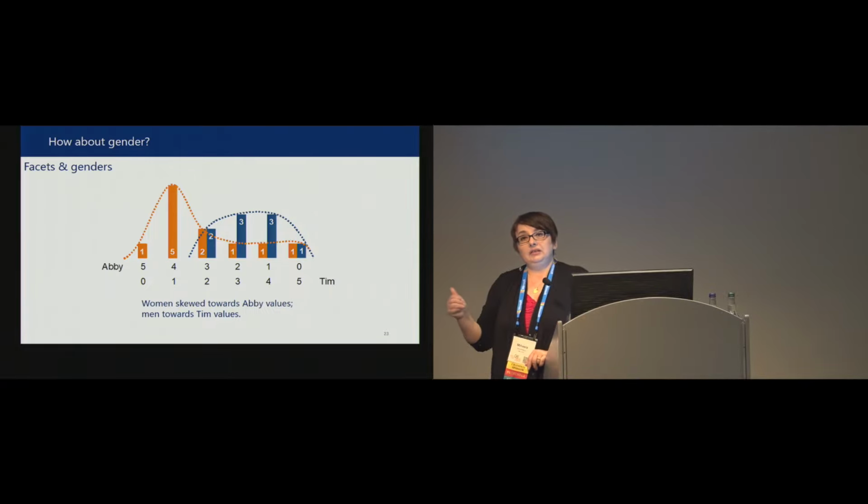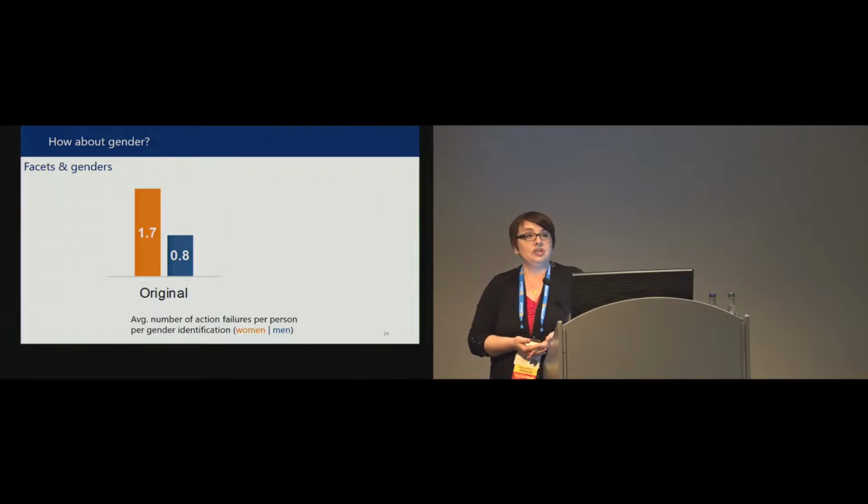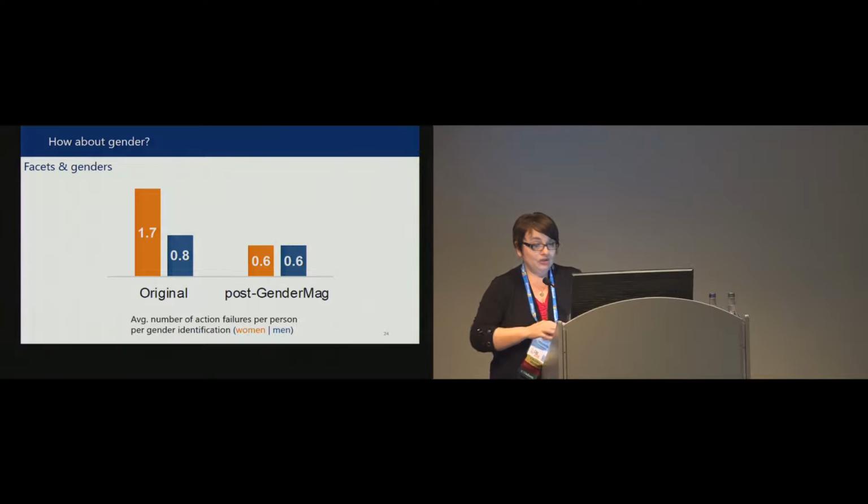Just like in the other studies, we see that women skewed towards Abby values on the facets and men towards Tim values. So then if we do the analysis by gender, we see that in the original condition, women experienced twice as many action failures as men. However, in the redesign, not only did action failures reduce, but the playing field was leveled.